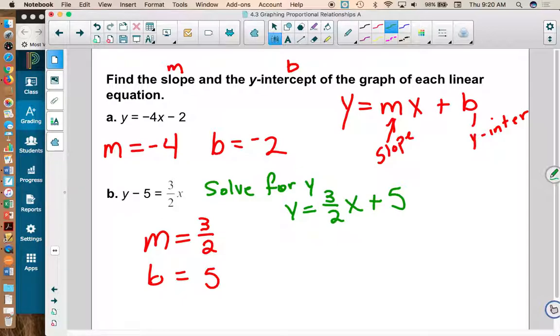Okay, I need somebody to go over to the board. I want somebody to go graph the first one over here for me. Gonna need a straight edge. Got it. Okay. G, you want to go graph? I think I got a marker over there still. Yep. Okay, go ahead. So your slope is -4 and your y-intercept is -2.